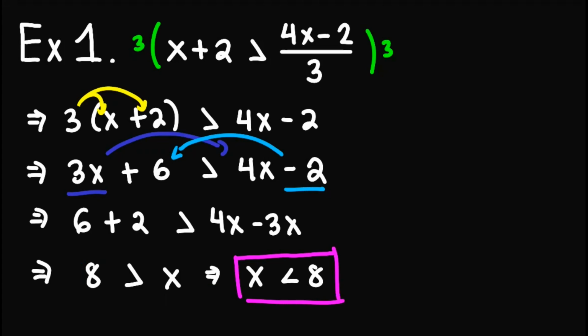If you want to write it in interval notation, which is oftentimes better since it looks nice, I guess, then this will be negative infinity to 8, with 8 not included, since we have a strict inequality out here. And that is the answer for this first example.